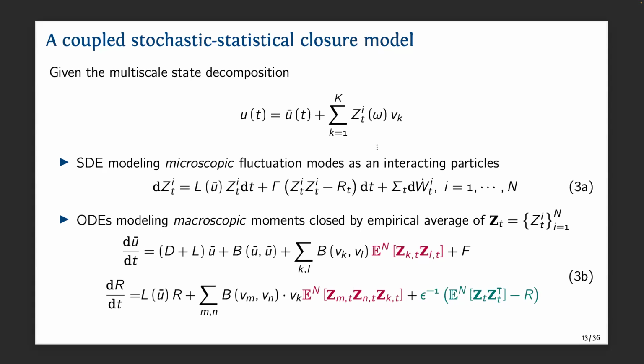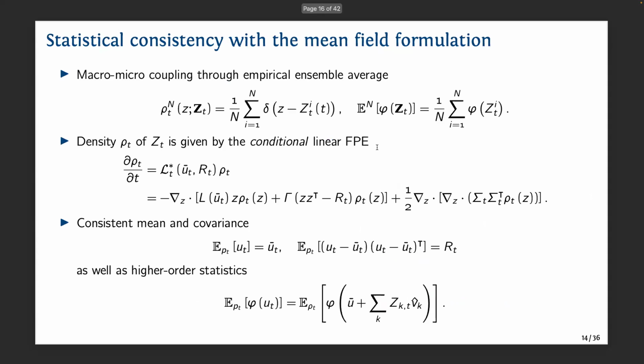This is essentially nothing but rewriting the original system in a new way, right? But first we can have the consistency result. That is, when N goes to infinity, this kind of coupled stochastic and statistical system will give the same probabilistic solution as the original system. So this part we can check in the first place.